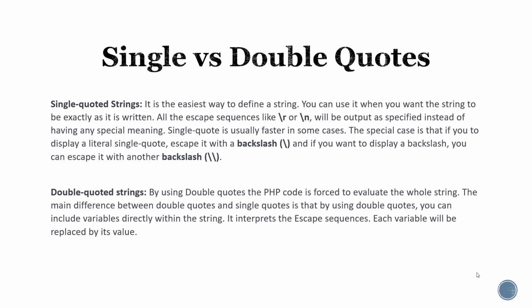So with our double quoted strings, PHP is forced to evaluate the whole string. And the main difference is that with double quotes, you can include variables directly within the string. PHP then interprets the escape sequences and these variables, and it will be replaced by the actual value.